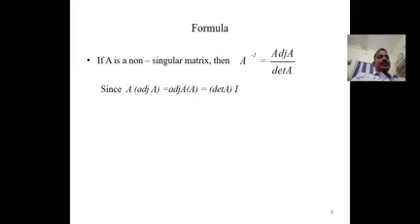A into adjoint A by delta is equal to adjoint A by delta into A is equal to identity. So that adjoint A by delta is the inverse of A, that is, A inverse equals adjoint A by delta.